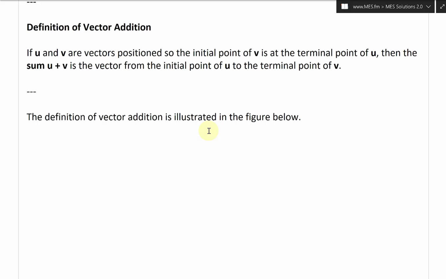So what we'll have is, so here, we'll do this here. So the initial point of v is the terminal point of u. So if u is the starting one, and then v starts at the tip of this one, let's say go like that, and this is v, like that. So that's u and v. So this means the sum u plus v as a vector is from the initial point of u to the terminal point of v. So it goes like that. So this is the definition of vector addition.